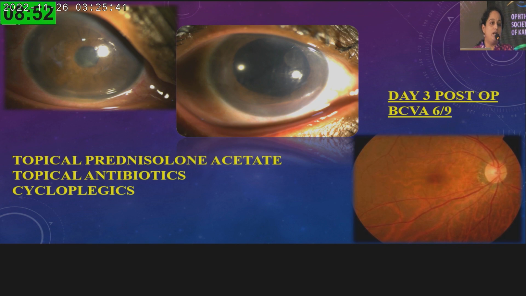The patient was immediately started on frequent topical steroids along with topical antibiotics and cycloplegics, and reassessed the same day evening. The next picture shows day 3 post-op with a clear cornea, the resolved hypopyon, and good view of the fundus with a visual acuity of 6/9. This was a case of toxic anterior segment syndrome.